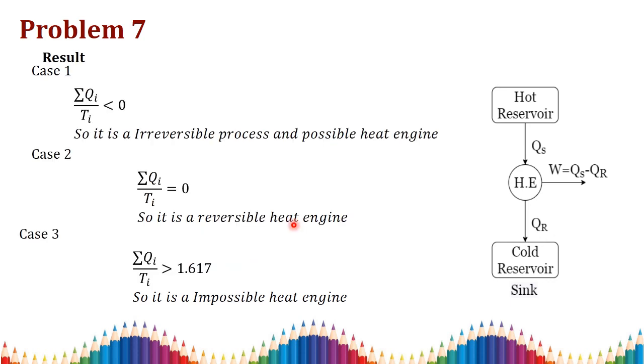So as a result, for the first case, it is an irreversible and a possible cycle, and in the second case, it is a reversible heat engine because the cyclic integral of dq by T is equal to 0, and in the third case, the cyclic integral of dq by T is greater than 0, so it is an impossible heat engine.